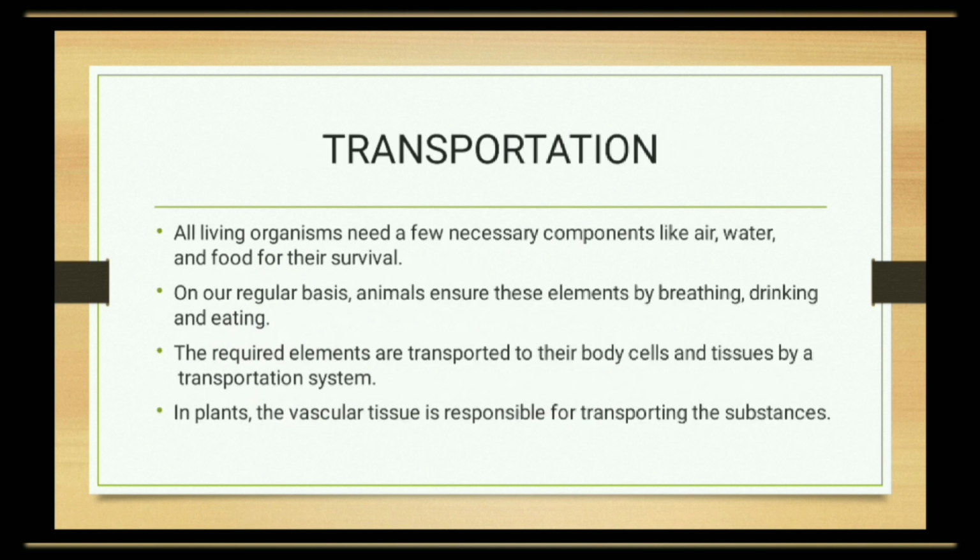Moving on to the next, that is transportation. All living organisms need a few necessary components like air, water, and food for their survival. On a regular basis, animals ensure these elements by breathing, drinking, and eating. The required elements are transported to the body, cells, and tissues by a transportation system. In plants, the vascular tissue is responsible for transporting the substances. What do we mean by transportation? Like when we take any food, it is transported to our body. That is called transportation.